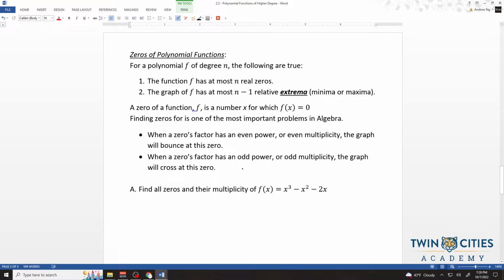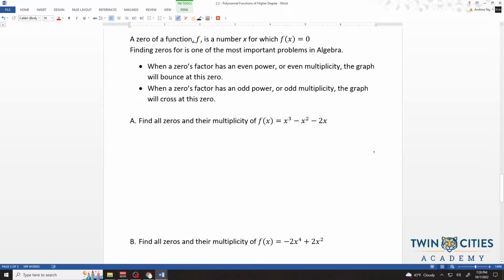But if it's that same factor to the third, let's say, then there's going to be less of these extrema happening because we're repeating that zero. And finally, I've got in the middle here, a zero of a function f is a number x for which f of x equals 0. Okay, so let's do our first example here.